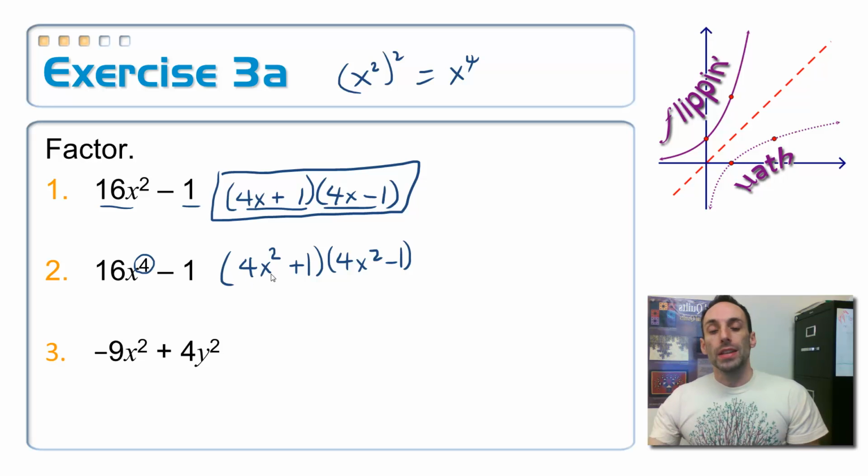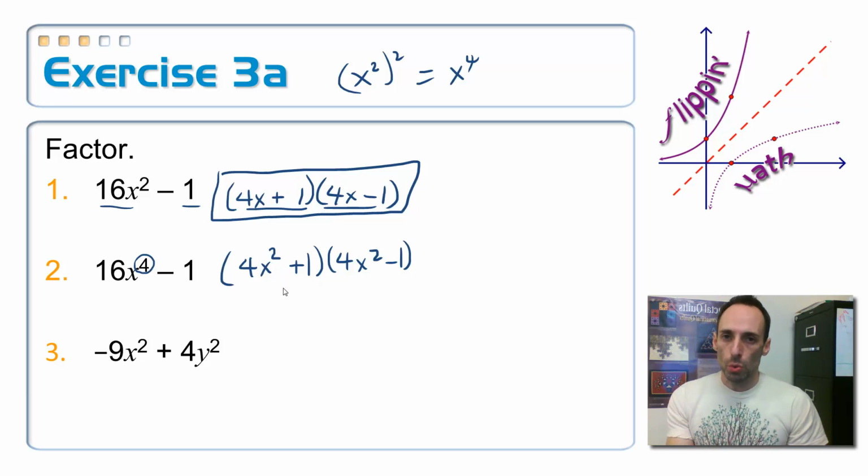There's no GCF, no difference of two squares left or whatever, so it's completely factored. Okay? Down in number 2 here, a 4x squared plus 1 is the sum of two squares, and you can't do anything with it. But in the second set of parentheses, that is 4x squared minus 1. That's the difference of two squares again, so you can keep going on that second factor.